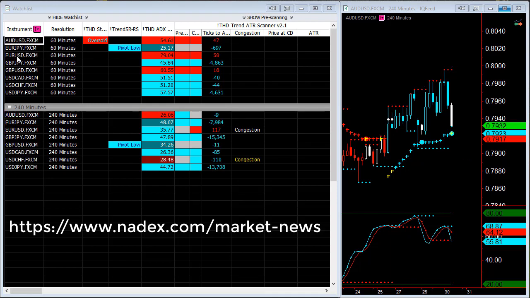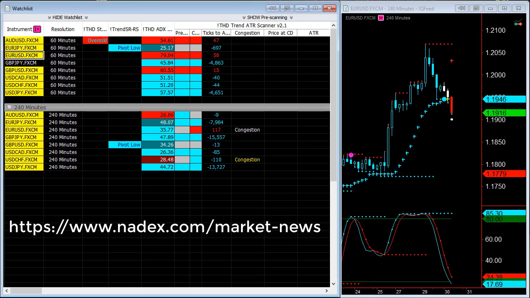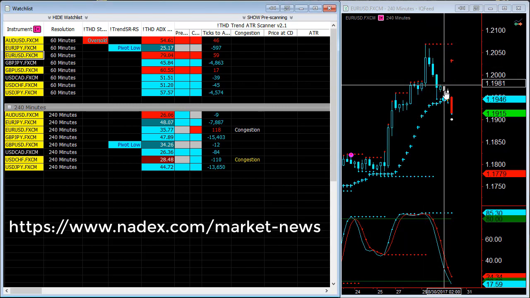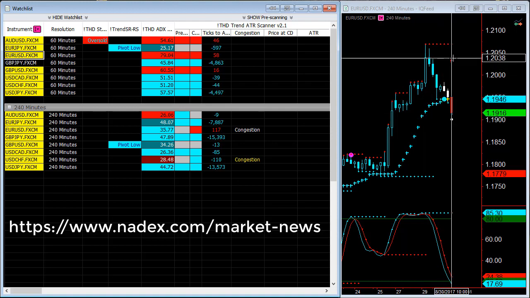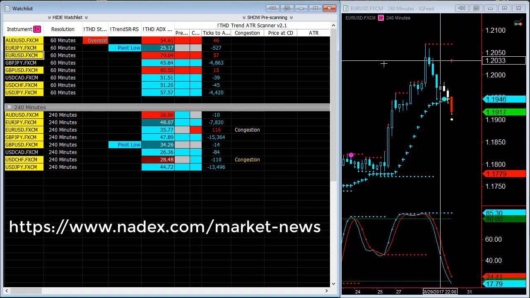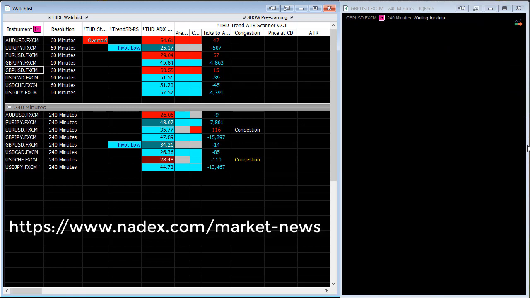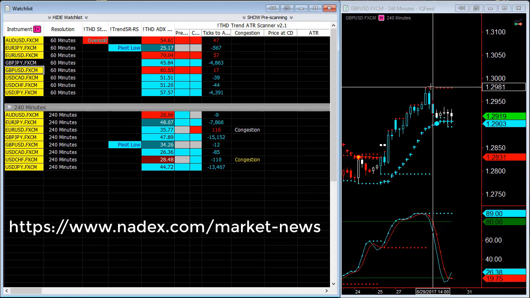Also went through the euro, and you can see that the euro has actually come through the congestion dot. I do anticipate it to go back and test the ATR. On the British pound dollar, again, right back to the ATR.